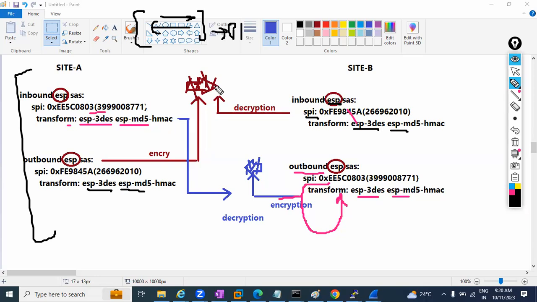So this is the meaning of the inbound ESP and outbound ESP. Very, very important for the interview. So this is very important.